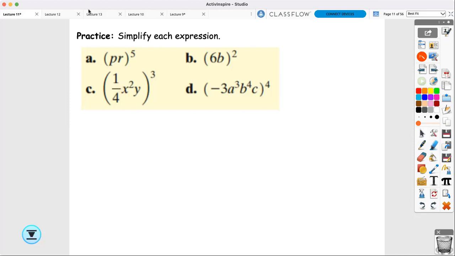Now, keep in mind, guys, as you work these practice problems, if the numbers have exponents, it is your job to evaluate those numbers, okay? And not leave it as 6 squared, but what is 6 squared? Okay, like the last example. Good luck.